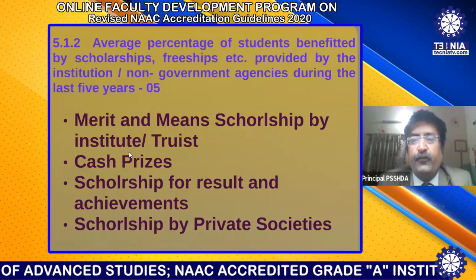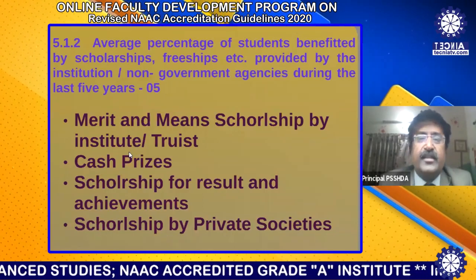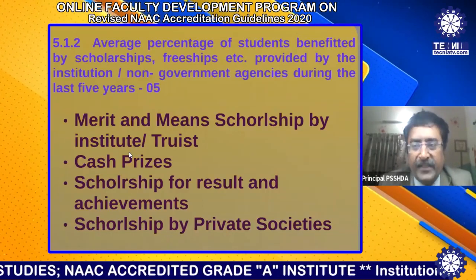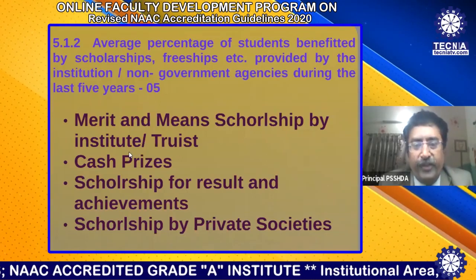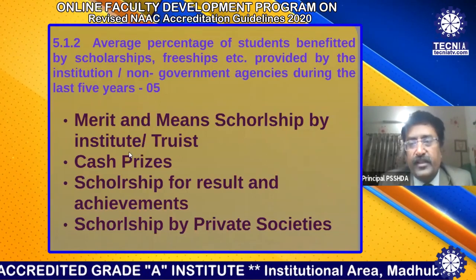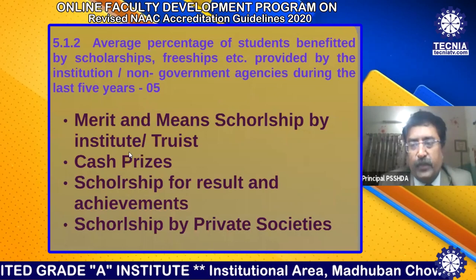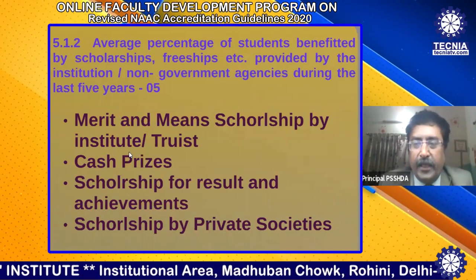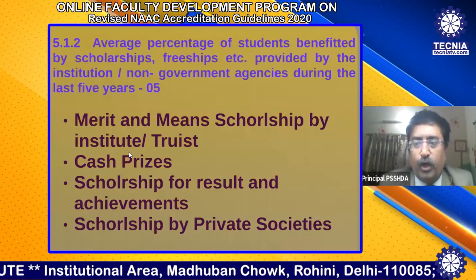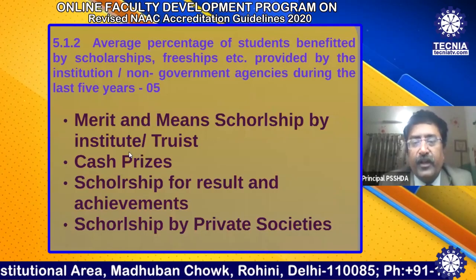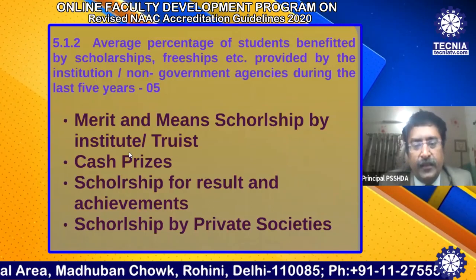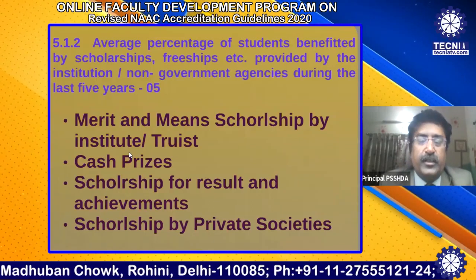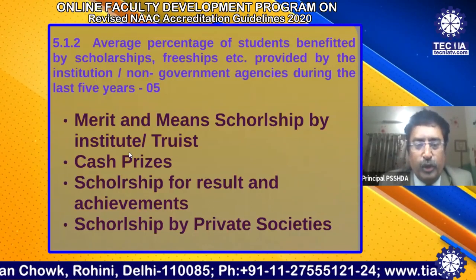In this case, if your institute itself is giving some merit scholarship or means scholarship to poor students, a fee waiver scheme, or you are giving some cash prizes to achievers, students who are ranking with good marks in academics or in sports or in culture. So in whatever way you are giving prizes, you can keep this record in this criterion, matrix 5.1.2.